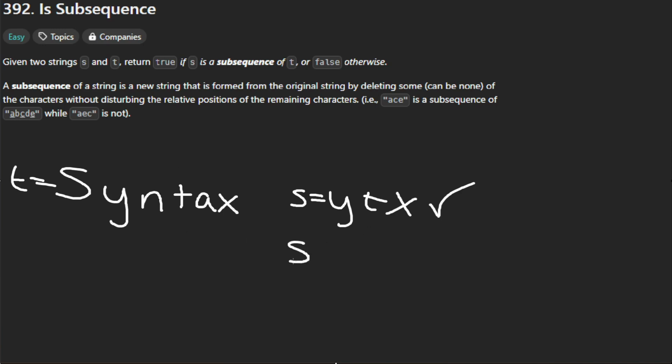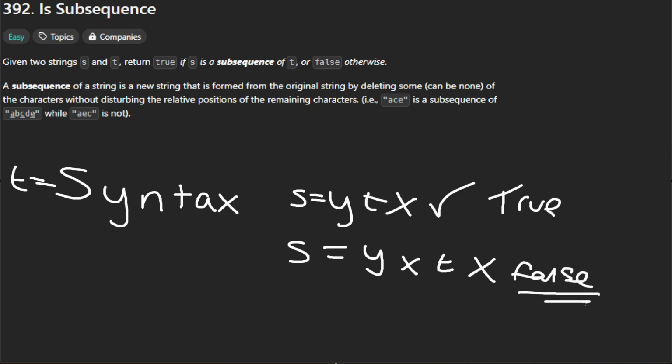However, let's say s was y, x, and t. While y begins this, x does not come before t, and therefore this would not qualify as a subsequence. So for the first one we'd return true, and for this one we'd return false.